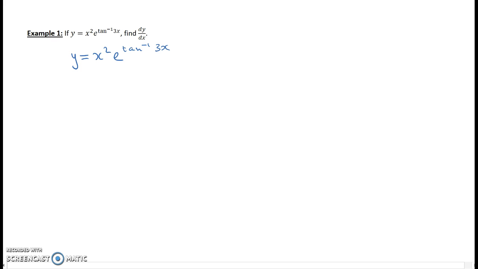Let's say we let u be equal to x squared and v be equal to e to the inverse tan of 3x. Okay, so we're going to differentiate both of those and then use the product rule. So u prime is easy. The derivative of x squared is 2x.